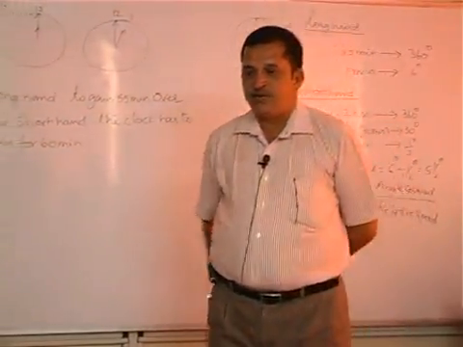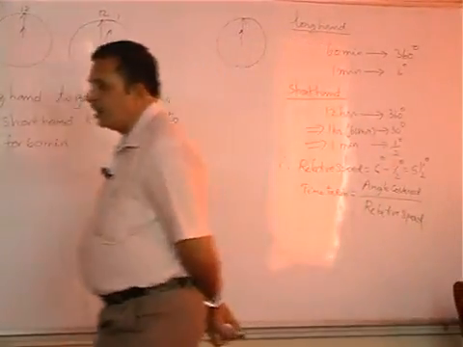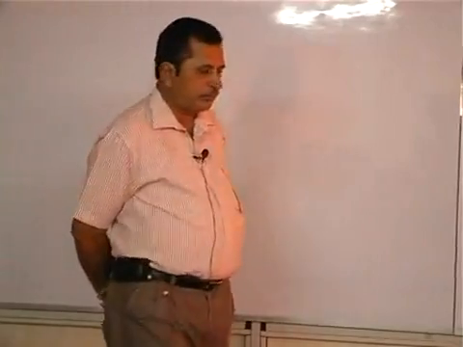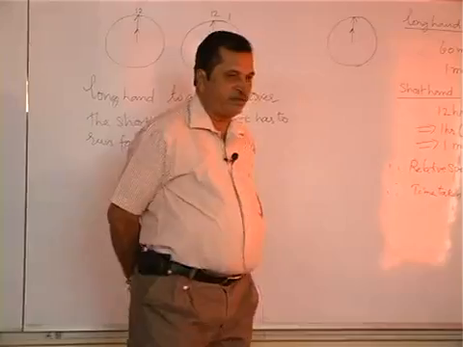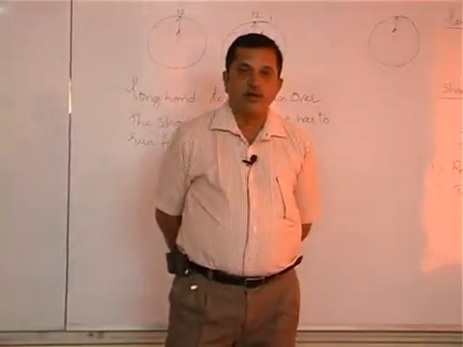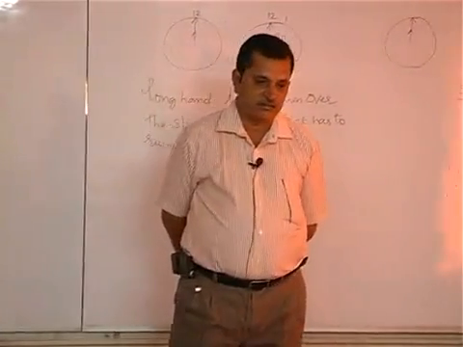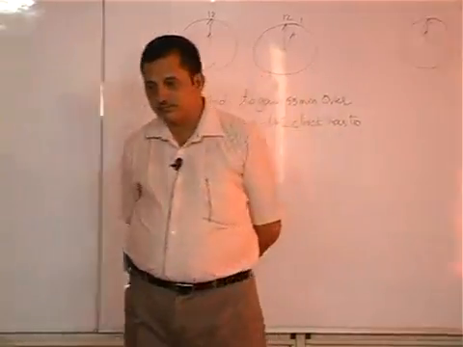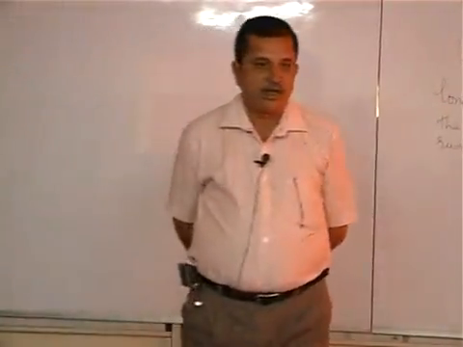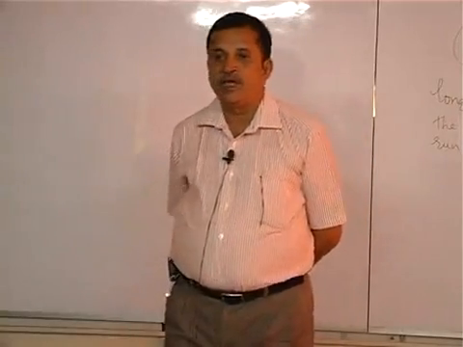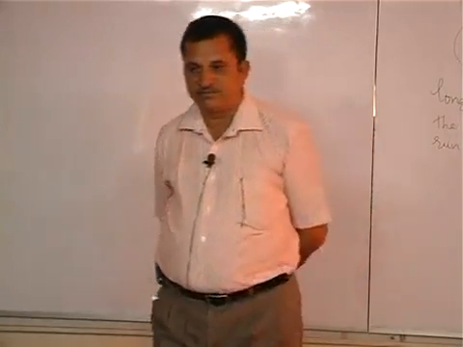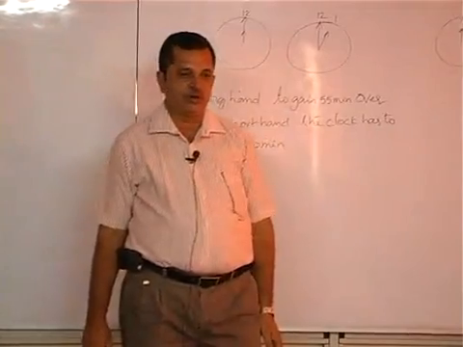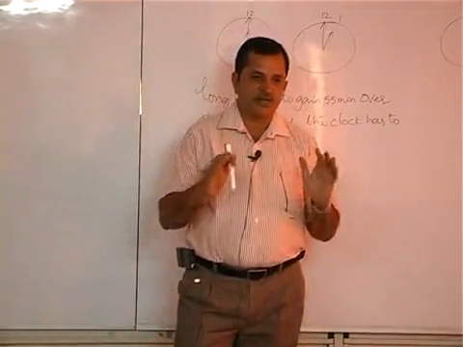At what time between 2 o'clock and 3 o'clock both the hands of the clock will coincide? Roughly you tell me, at what time both the hands will be coinciding? 2:10. 2:10 is approximate time, but exactly at what time?